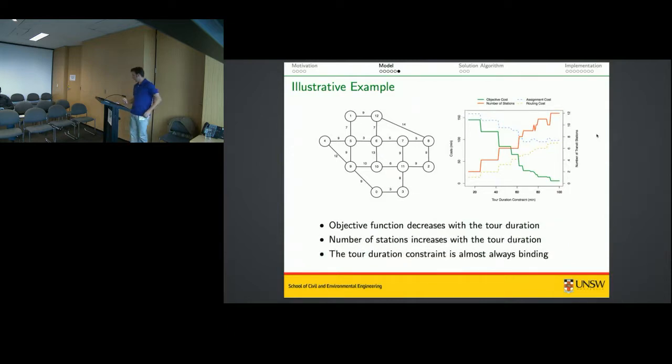So the last thing that we observed when solving this model is that the tour duration constraint was almost always binding, which means that roughly the model correctly exploits every resource available. Of course, depending on the scenario, it may not always be binding. And that was really just to make sure that the model had the correct behavior at optimum.